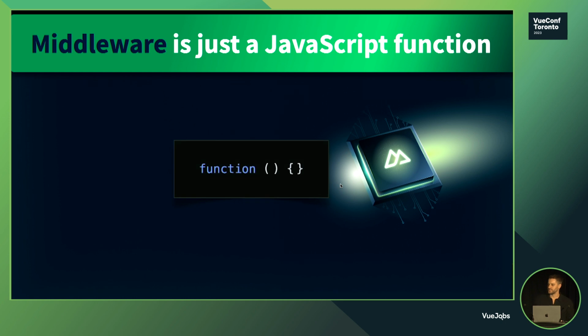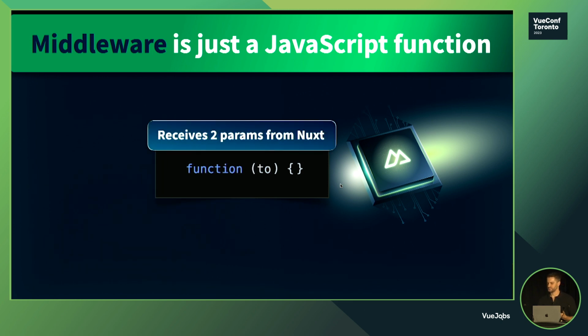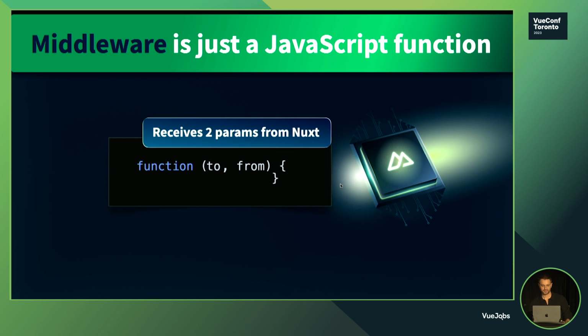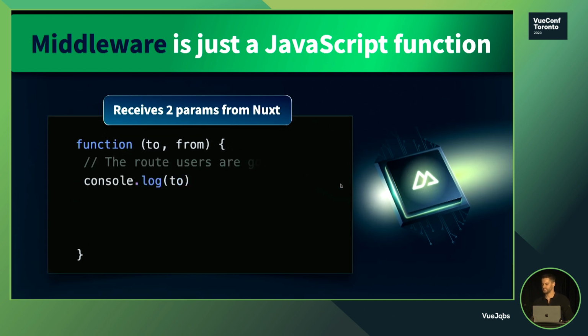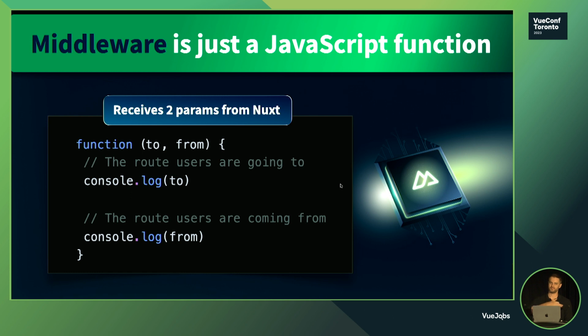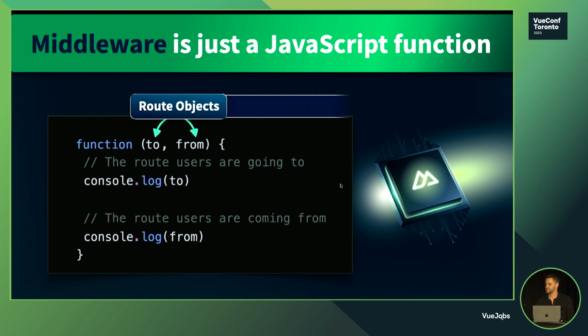If you're unfamiliar with middleware, the term might seem a bit intimidating, but really it's fundamentally just a JavaScript function, and it's always going to receive two parameters. That's going to be the to and the from parameters. In other words, we will know where the user is routing to and where they are coming from, and then we can do a bunch of stuff based on that information. These are essentially route objects. They're going to have things that you would expect, like params, query, and path, so that you can check for those and then run code for your needs.